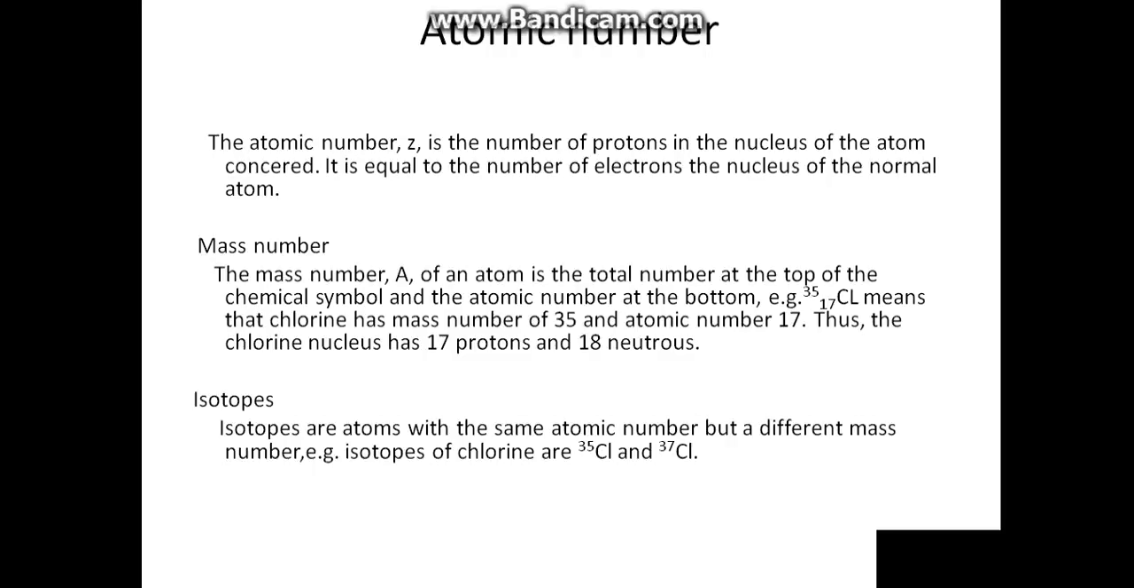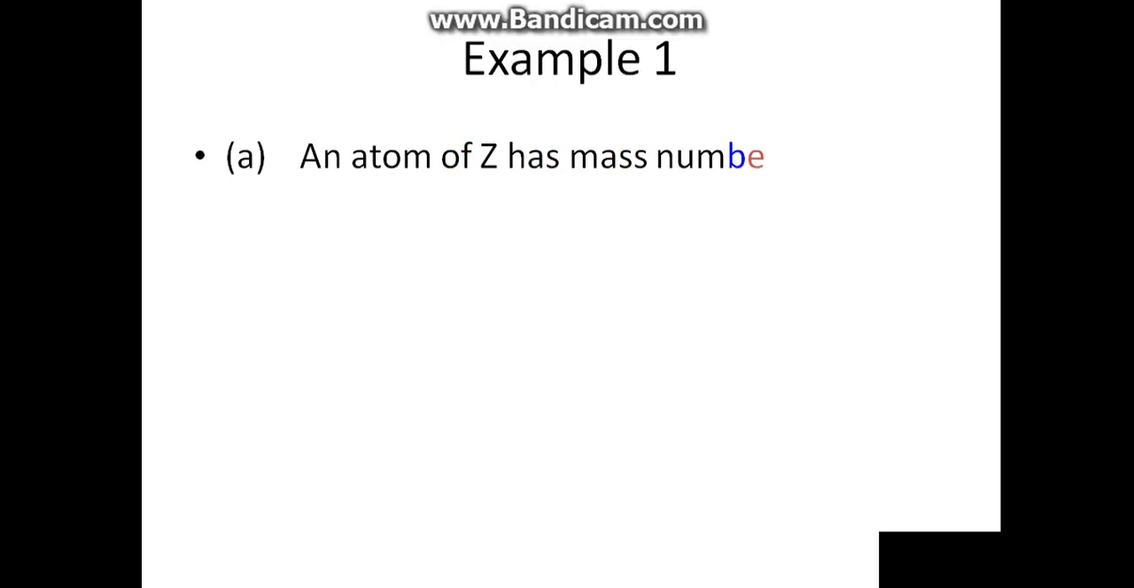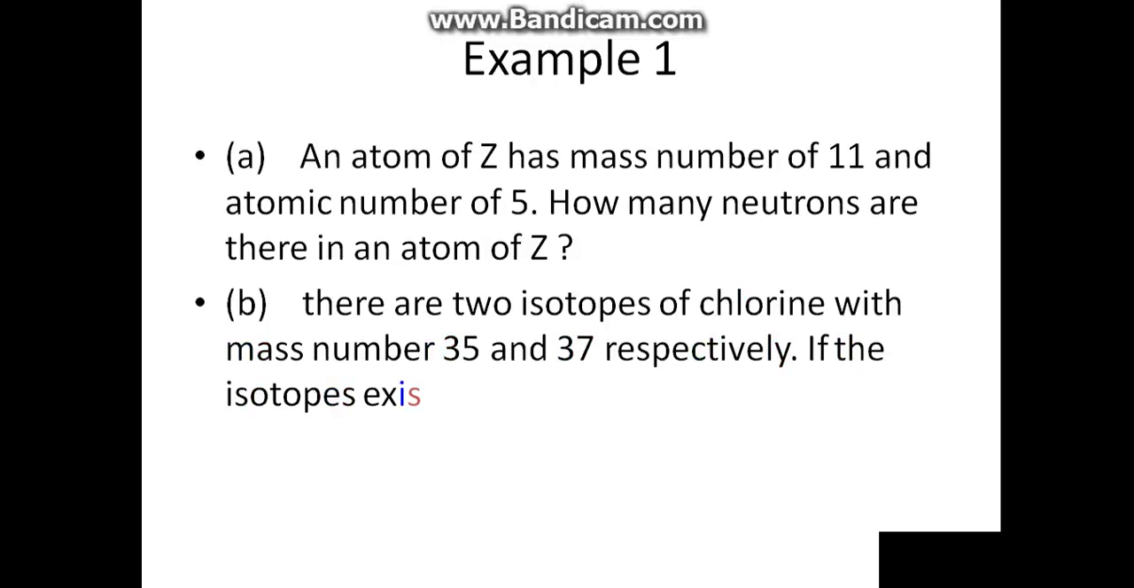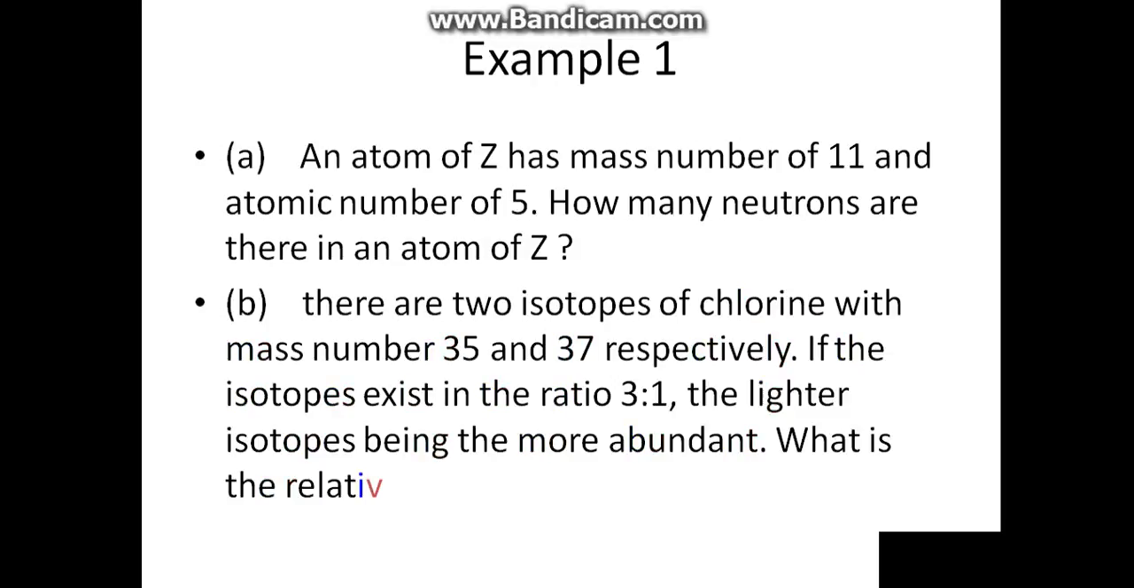Isotope. Isotopes are atoms with the same atomic number but different mass number. Example, isotopes of chlorine are chlorine-35 and chlorine-37. Example 1. A. An atom of Z has mass number of 11 and atomic number of 5. How many neutrons are there in an atom of Z? B. There are 2 isotopes of chlorine with mass numbers 35 and 37 respectively. If the isotopes exist in the ratio 3:1, the lighter isotope being the more abundant, what is the relative atomic mass of chlorine?